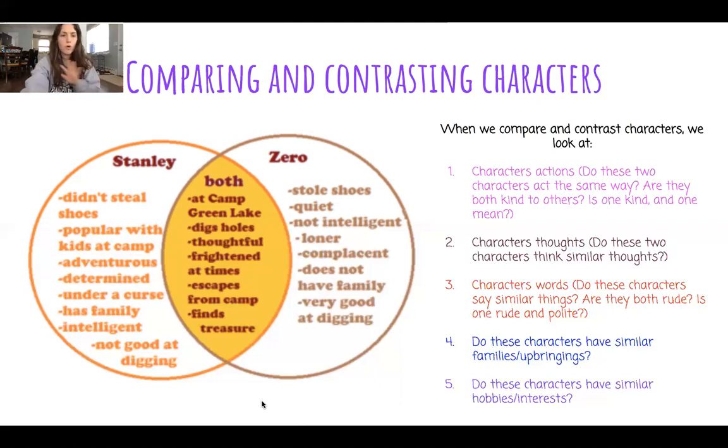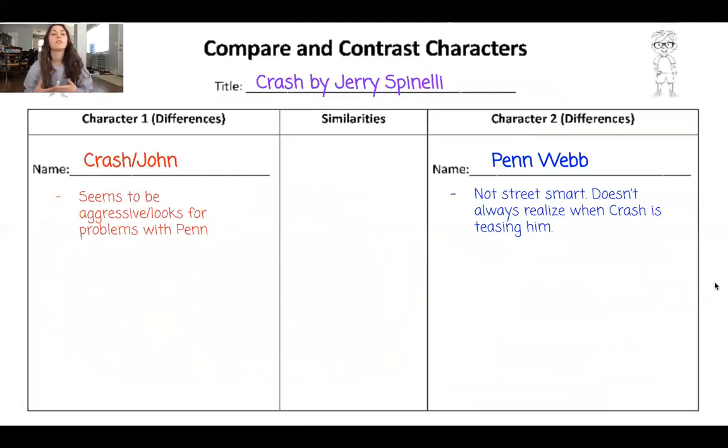So I gave one sample over here on this slide. I quickly said, Crash, also known as John, seems to be aggressive and looks for problems with Penn. Whereas on the other hand, I described Penn to not be very street smart. He doesn't always realize when Crash is teasing him. So that would be somebody who doesn't necessarily have street smarts and isn't as aware. Those are just 2 examples of differences between those characters. Check back in after reading for part 2 of our mini lesson.